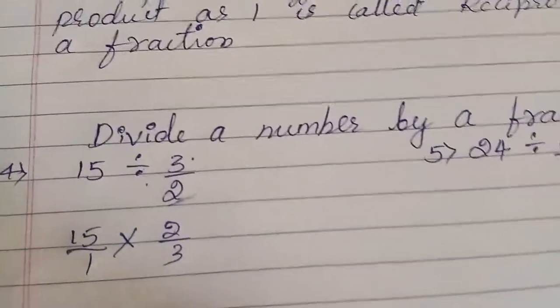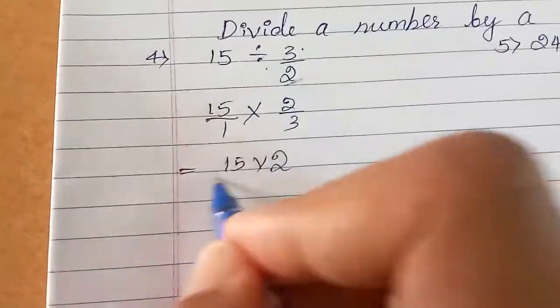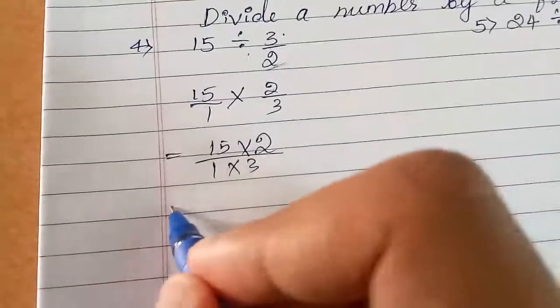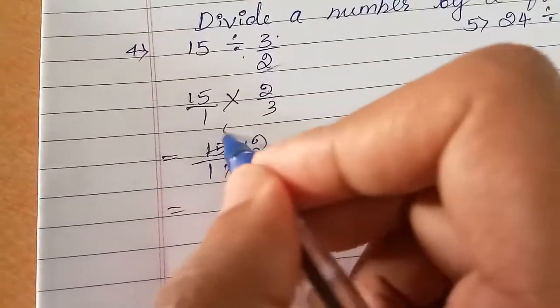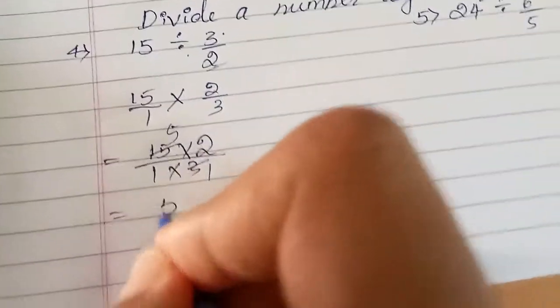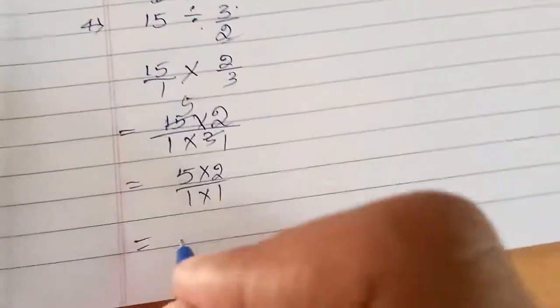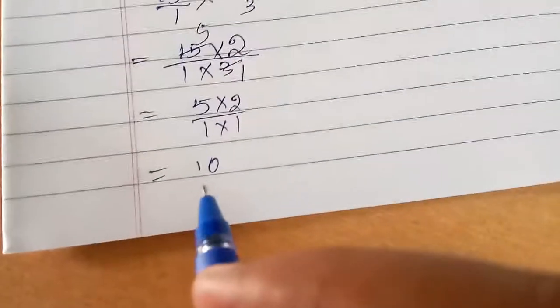So now multiply 15 into 2, 1 into 3. Okay, so you already know that 3 ones are 3, 3 fives are 15. So 5 into 2 divided by 1 into 1. So what will be the answer? 5 twos are 10. 10 by 1 means 10 only. Okay, like that. Solve this one.